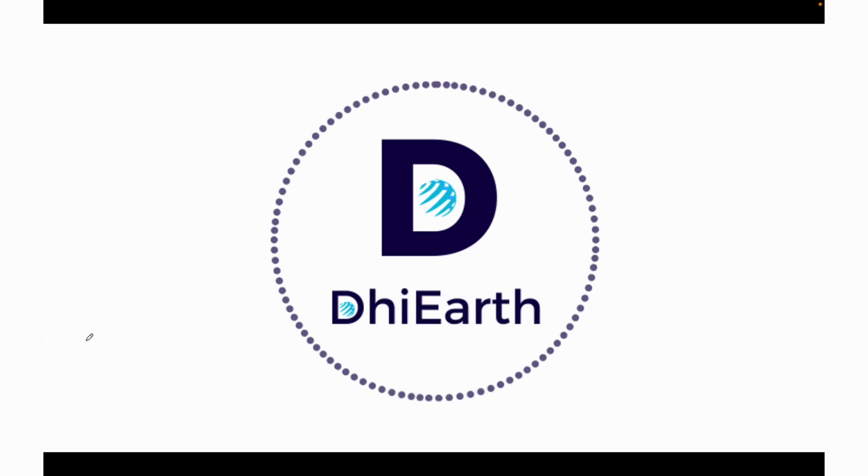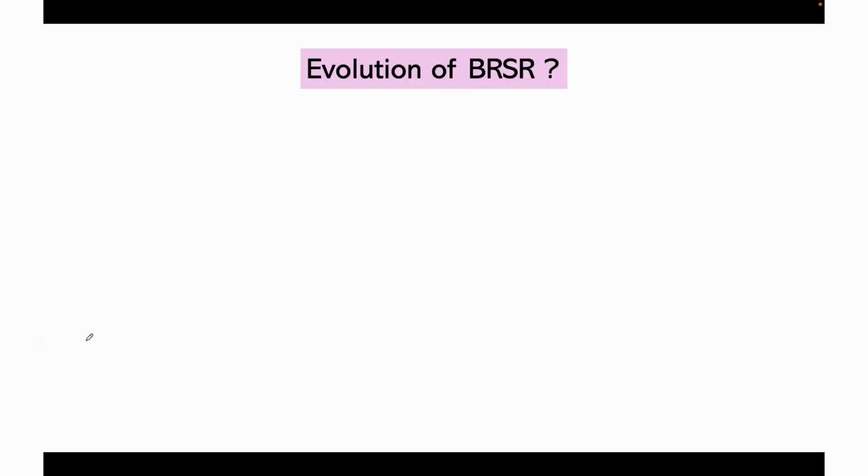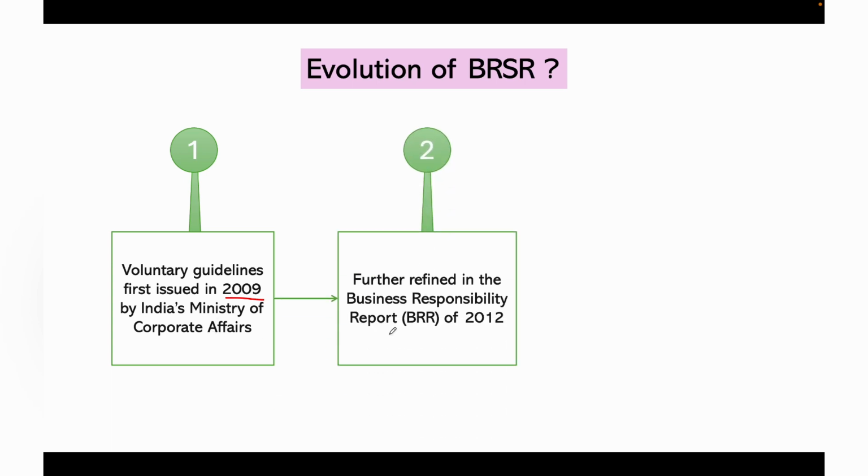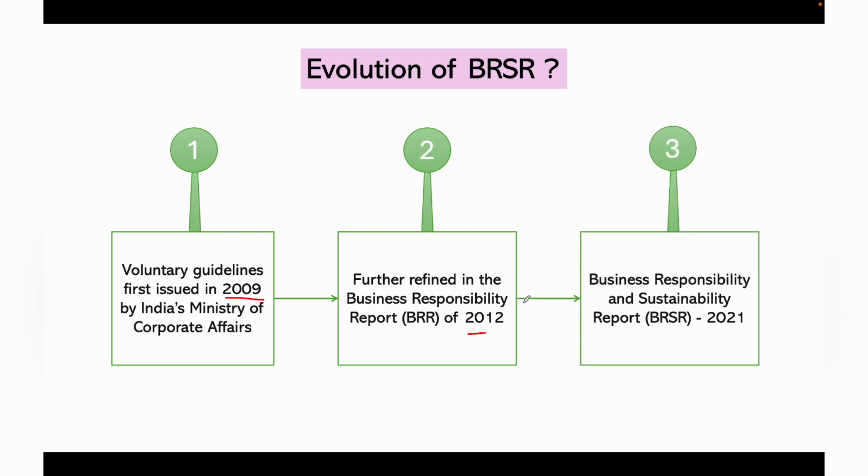Today we are going to discuss a very important topic, that is BRSR, Business Responsibility and Sustainability Reporting. We'll discuss the evolution of BRSR, how it started. In 2009, voluntary guidelines were issued by India's Ministry of Corporate Affairs. Thereafter, in 2012, it was further refined in the BRR, that is Business Responsibility Report. Later on, it was further modified to Business Responsibility and Sustainability Report in 2021.